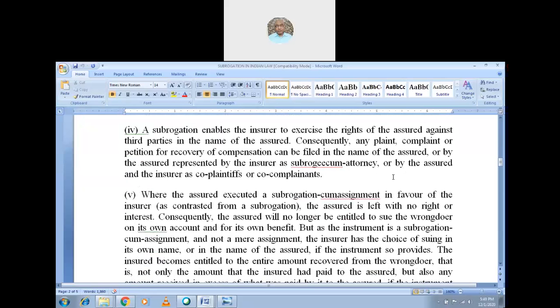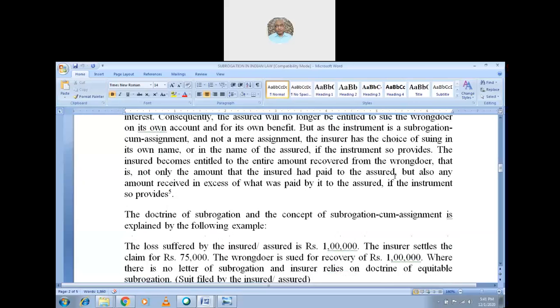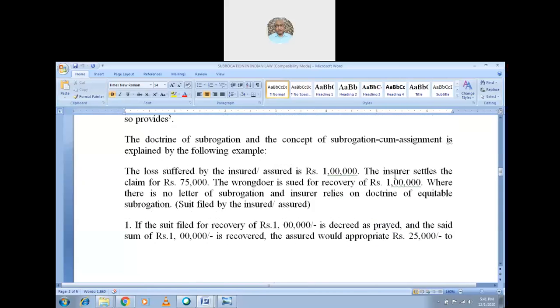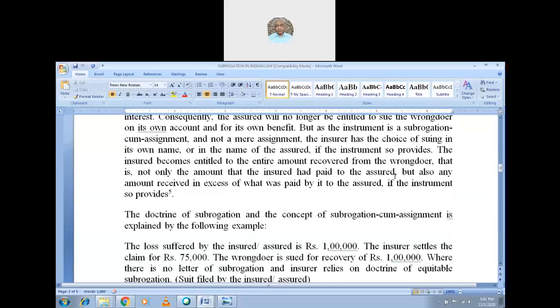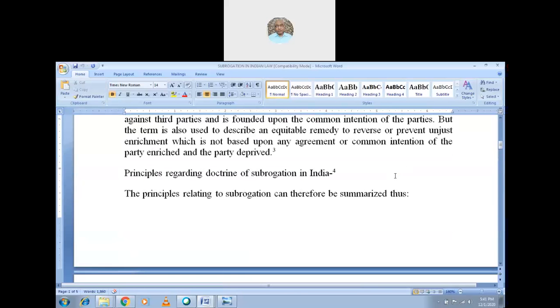Then the fifth, where the assured executed a subrogation cum assignment in favor of the insurer, a contractual subrogation. That also covers the fifth. Then the doctrine of subrogation and the concept of subrogation or non-assignment is explained by the following example. So these are the things that will be there. Let me see one after another. The points will be covered in the subrogation.